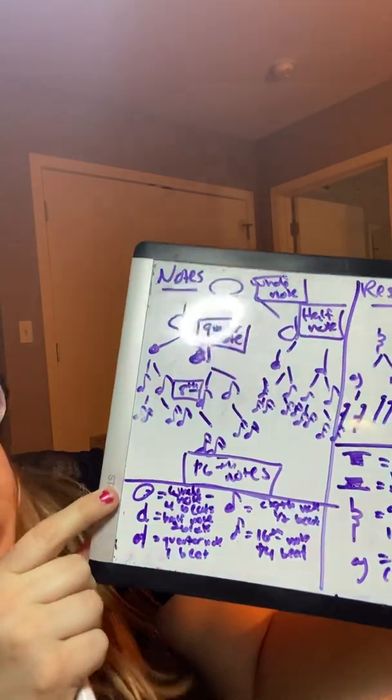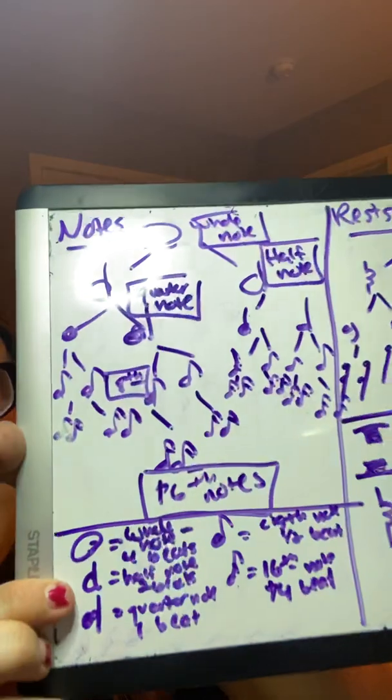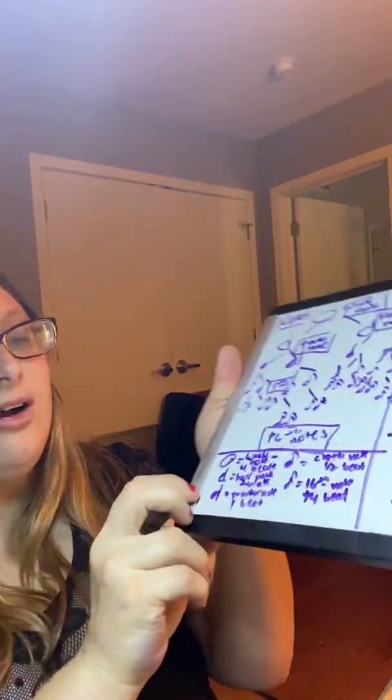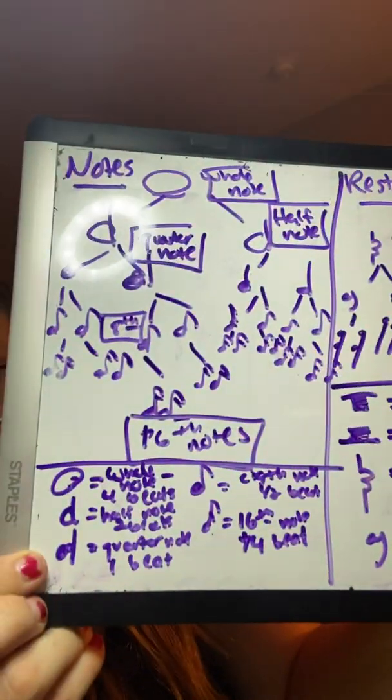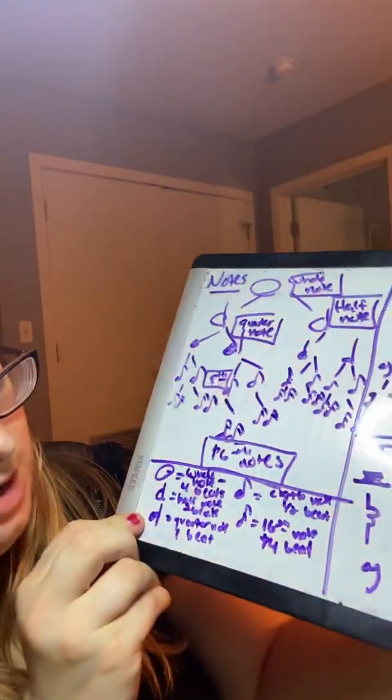So right here is a whole rest, so it would get 4 beats. The way I would clap that out would be 1, 2, 3, 4. Good. So then we have a half note right here, and a half note gets 2 beats. So the way I clap that out is half note. Good. Now I have a quarter note, and a quarter note gets 1 beat. So the way I clap that one out is ta.